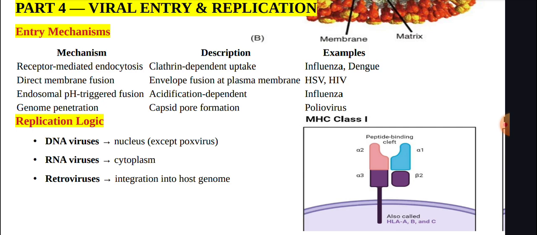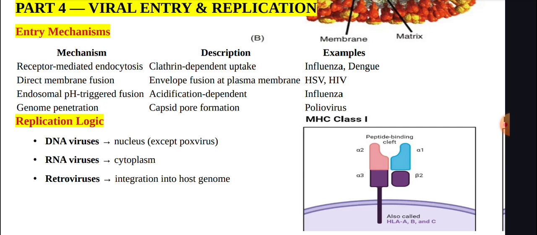And once they are in, regardless of the method, they have to decide where to set up the factory. We mentioned this briefly, but the logic is remarkably consistent. DNA viruses go to the nucleus? Generally, yes. They go to the nucleus because that's where the host's DNA replication and transcription machinery is. The exception is poxvirus, which is so big it brings its own entire factory and sets up in the cytoplasm. And RNA viruses? Generally stay in the cytoplasm. They bring their own RdRp, or their genome is the mRNA, so they have no need to go near the nucleus. They just get to work right away.